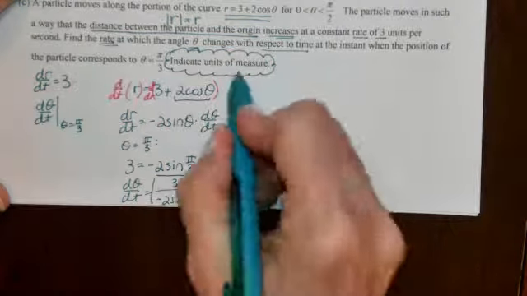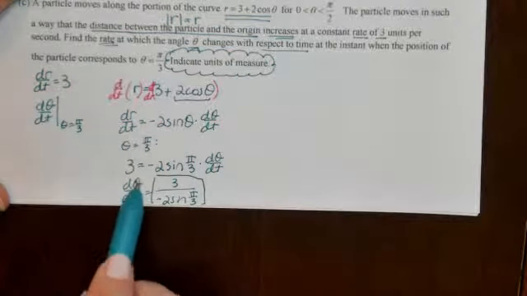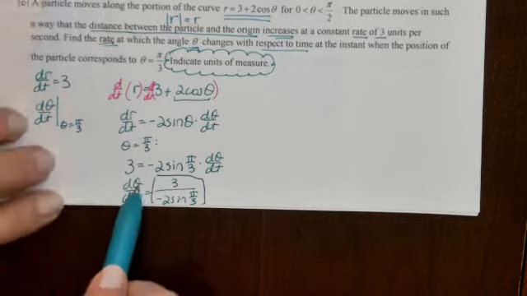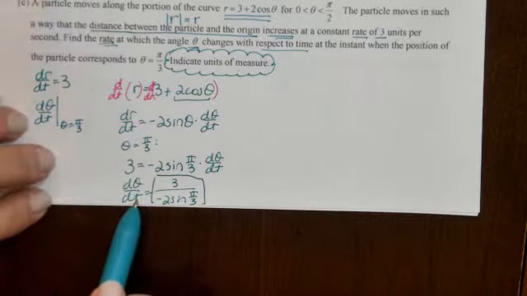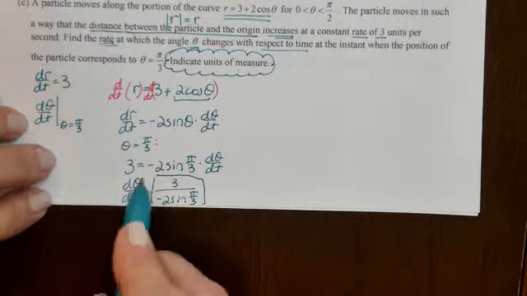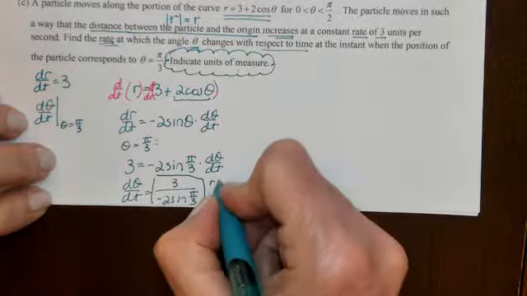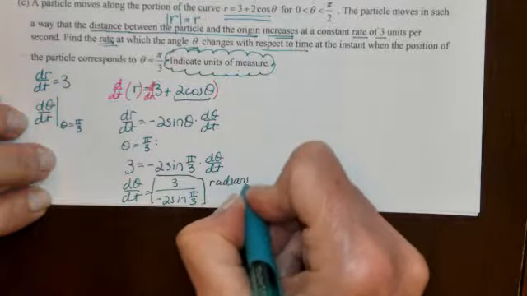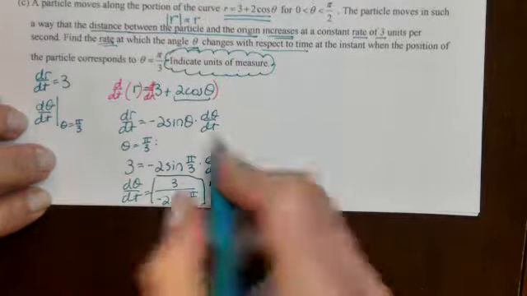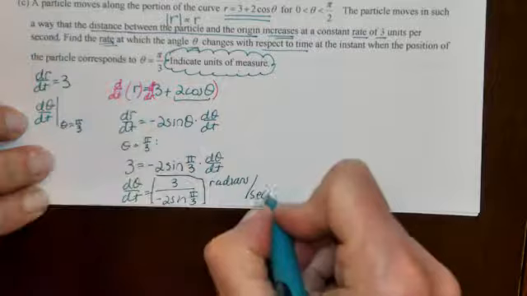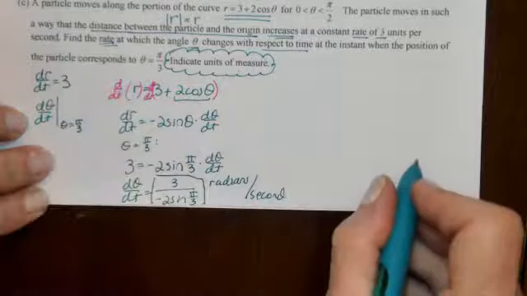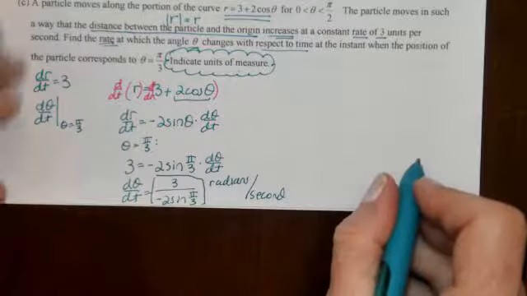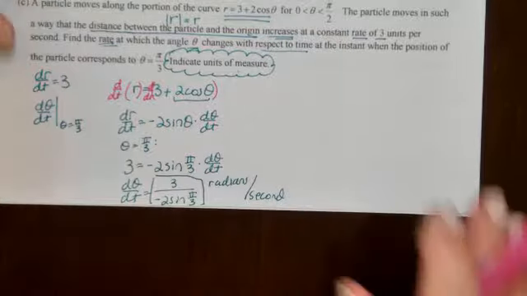Now I do indicate units of measure for d theta/dt. So we need units of theta divided by units of time. Theta, remember, is in radians for us. Time, in this case, is in seconds. So those are the units. And let's take a look at how this was scored.